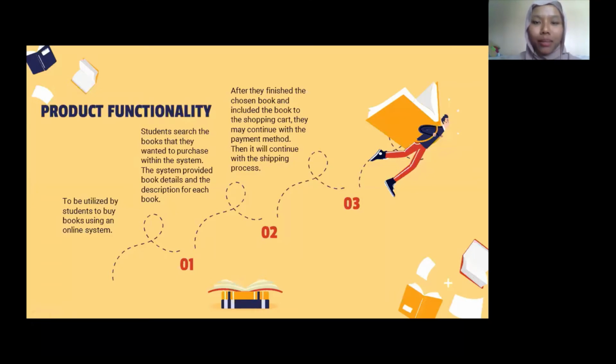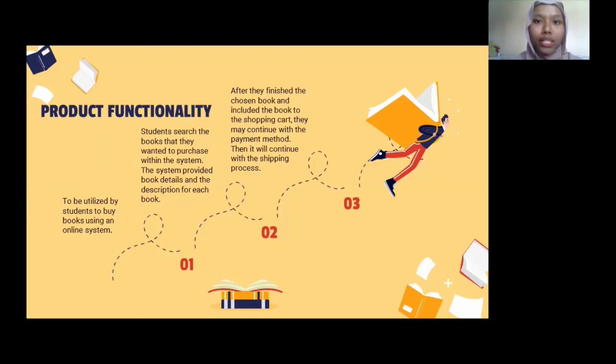I will present about the product functionality for the online book system. The major function of the online book system is to be utilized by students to buy any books that they want using an online system. In the system, the students may search any books that they want to purchase, and it also provides the student with the book details and the description for each book. In the book details, it has the author, publisher, the pages, and also the chapters that are included in the book.